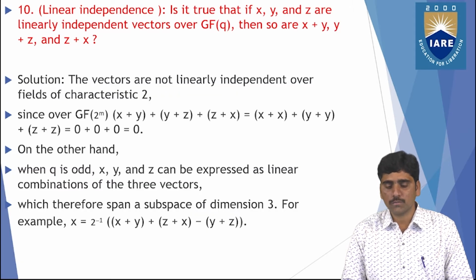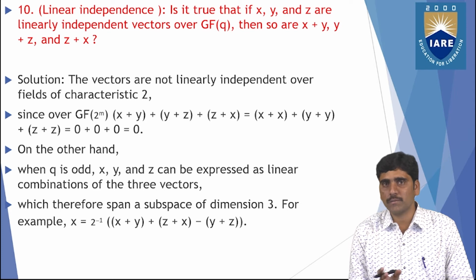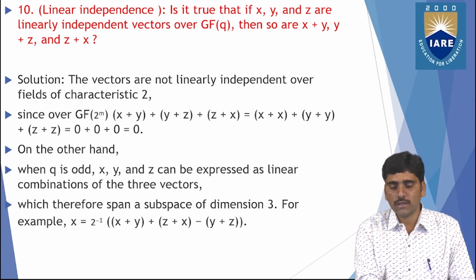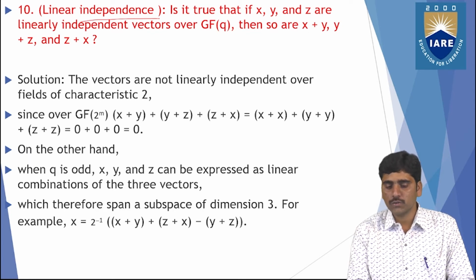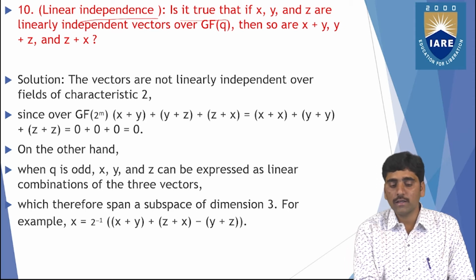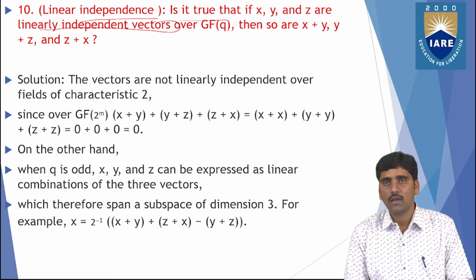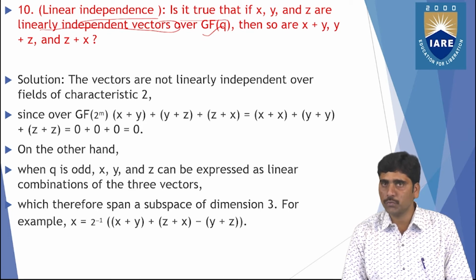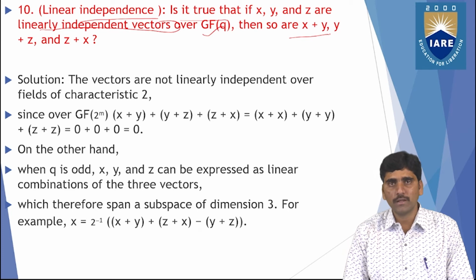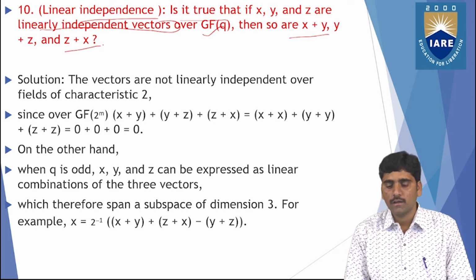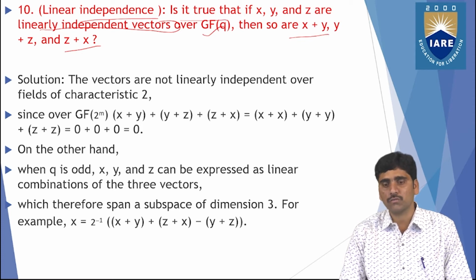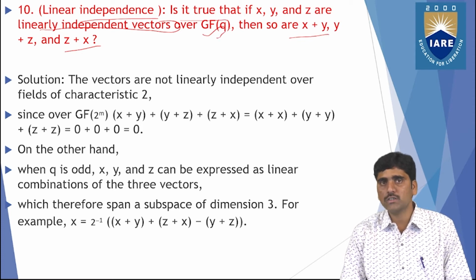So we'll see some examples regarding linear independence and coset independence. Here it is asking: is it true that if X, Y, Z are linearly independent vectors over a Galois field of Q elements, then so are X plus Y, Y plus Z and X plus Z? Are these all linearly independent vectors over GF(Q)? We need to prove that.